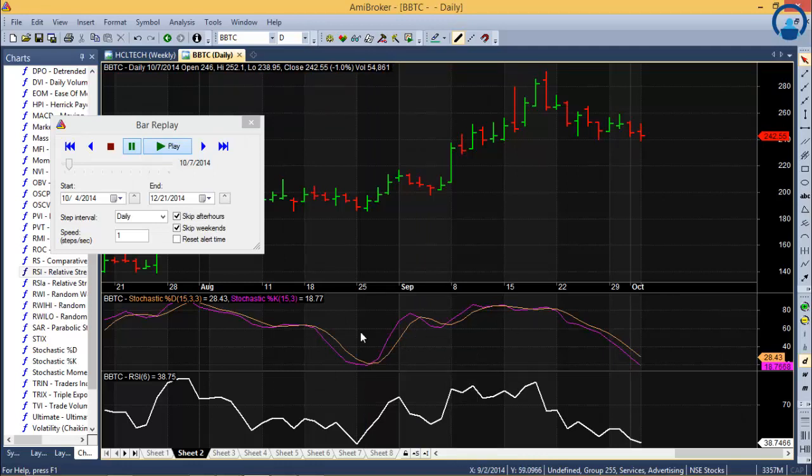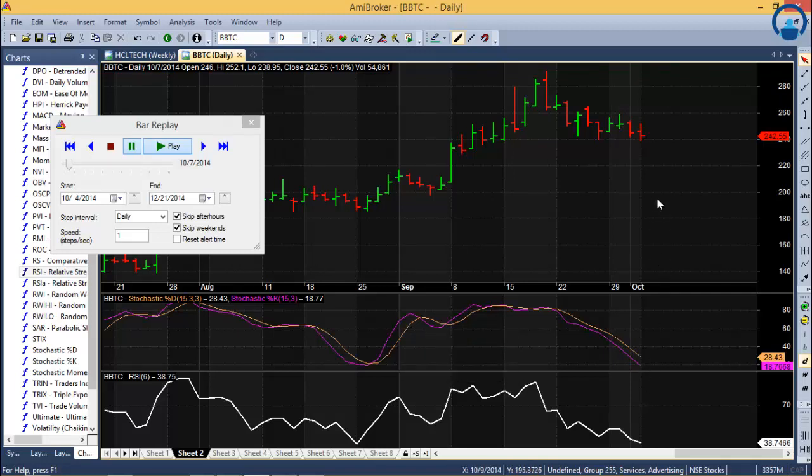As you know, if percentage K, the fast line, crosses above percentage D, it means stochastic has given a bullish reversal signal, or a positive crossover. Similarly, if percentage K crosses below percentage D from above, it means the stochastic oscillator has given a bearish sell signal, or a negative reversal.